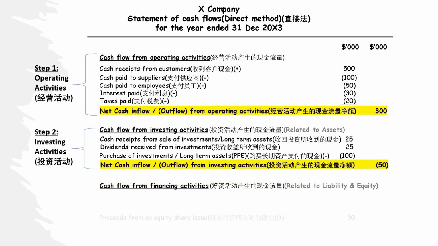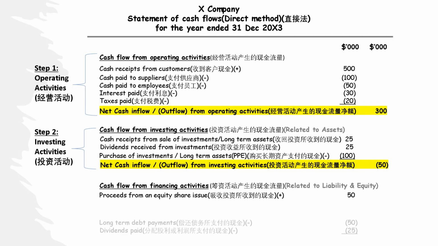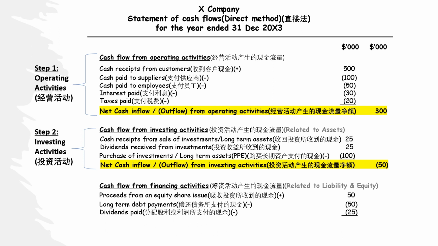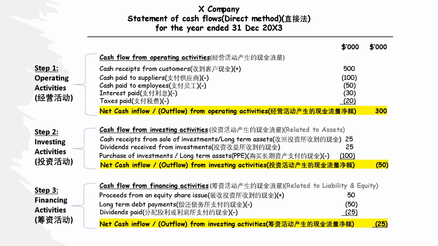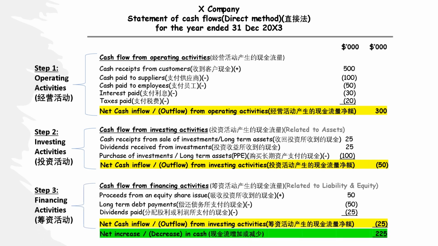Third section, cash flow from financing activities. Add proceeds from an equity share issue. Deduct long-term debt payments and dividends paid to investors. Finally, we total up the cash flows from the 3 sections. Then, we will arrive at the net increase or decrease in cash during the period.